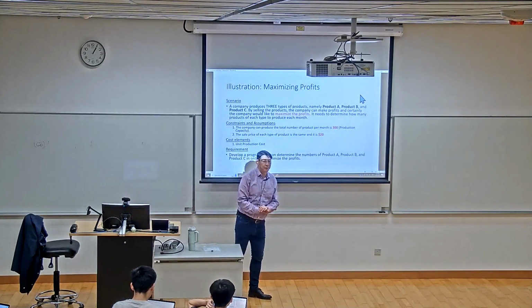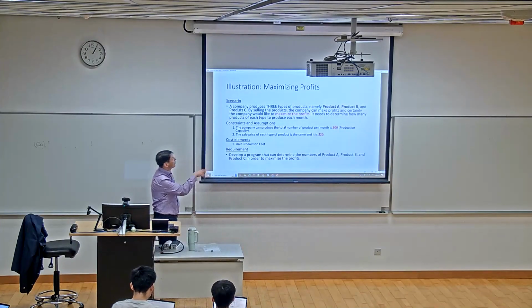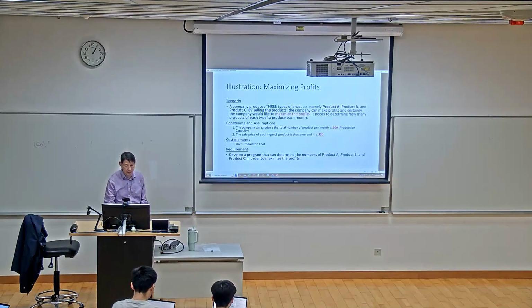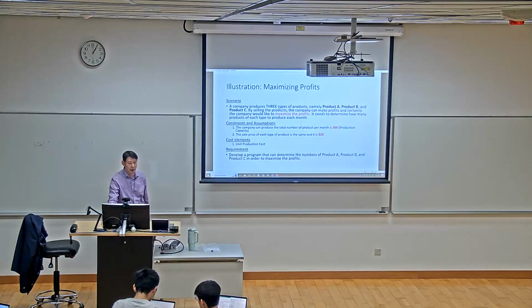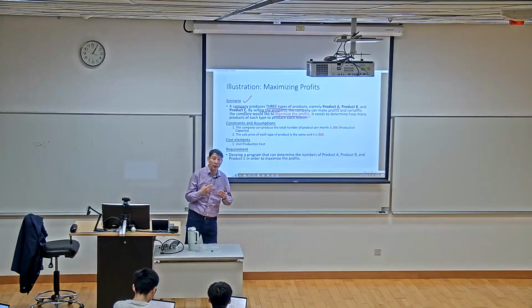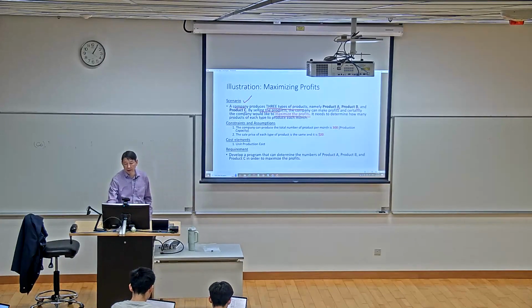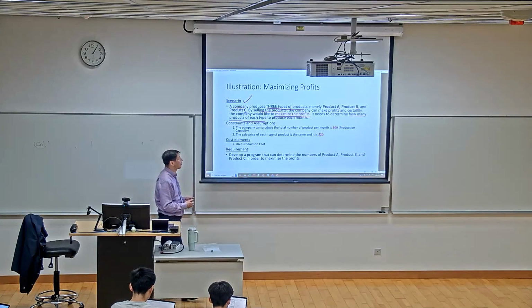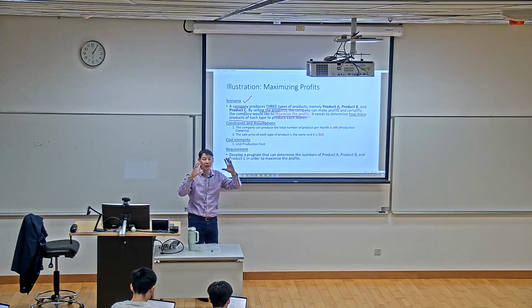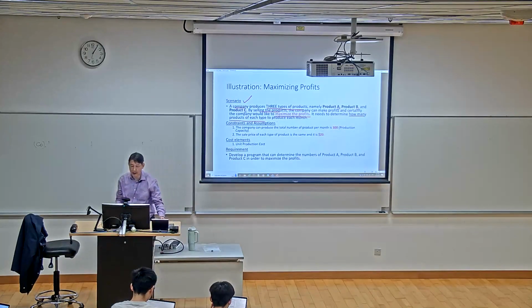Solver is for optimization. I would like to give you a simple example here. A company can produce 3 types of products, A, B, and C. By selling the products, the company makes profits, and the company would like to maximize the profits. They would like to know how many products of each type they should produce in order to maximize the profit. I think this is a simple question for most companies.